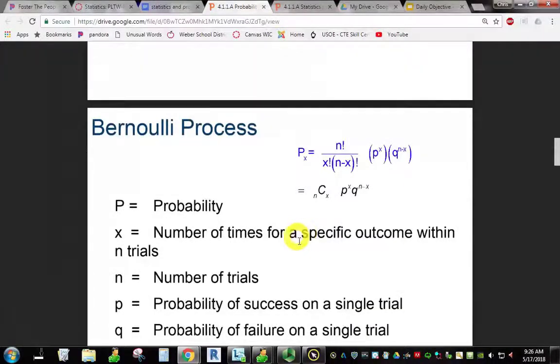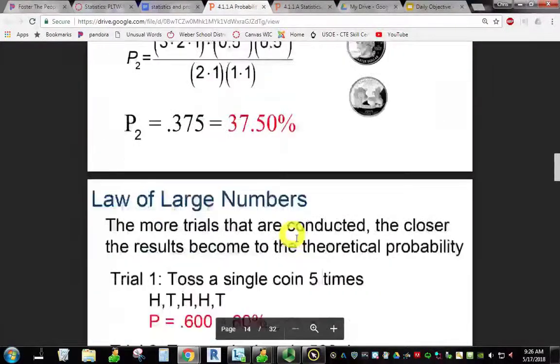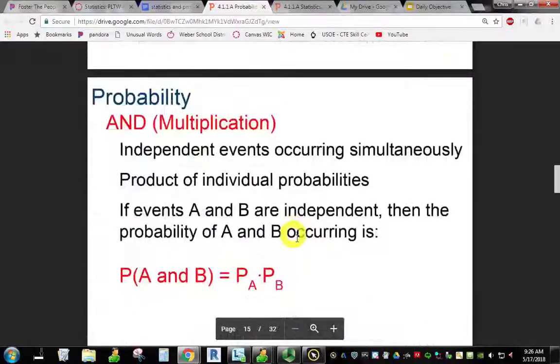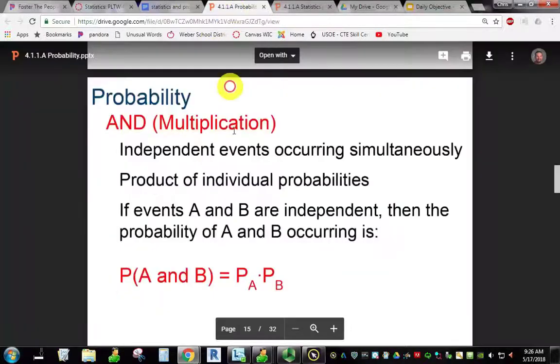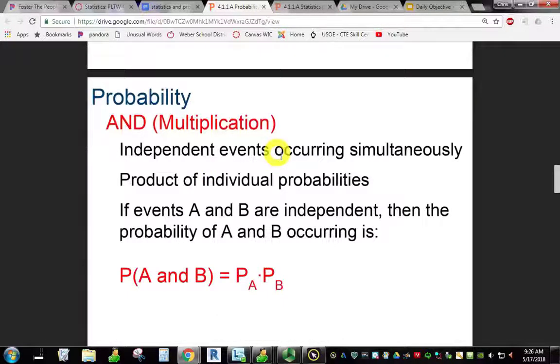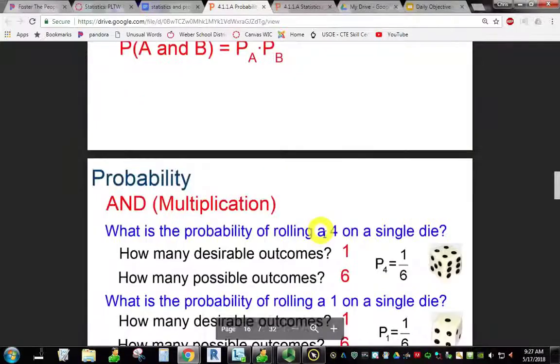All right, so let's talk about and, or, and not. Here we go. And. So these are independent events occurring simultaneously. I know I have it in bold on your worksheet, but it's really important that you understand it has to do with and, or, not. Here's what I mean by that. Independent events occurring simultaneously: the product of individual probabilities. Let's see if they go into an example.